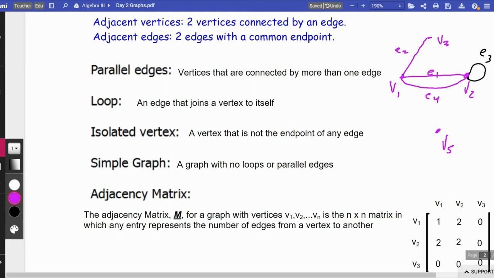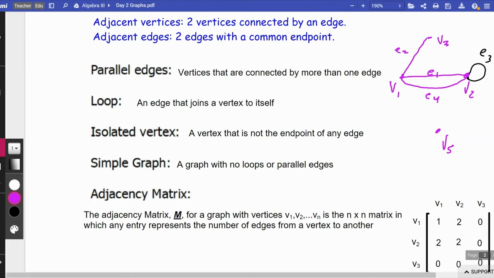A simple graph is a graph with no loops or parallel edges. This one up here has parallel edges right there, so it's not simple. It also has a loop, making it not simple. So that's a simple graph. An adjacency matrix is showing you how vertices are connected to one another.